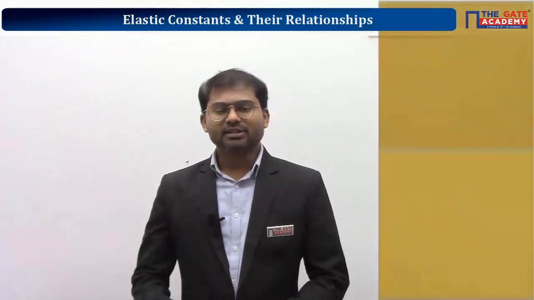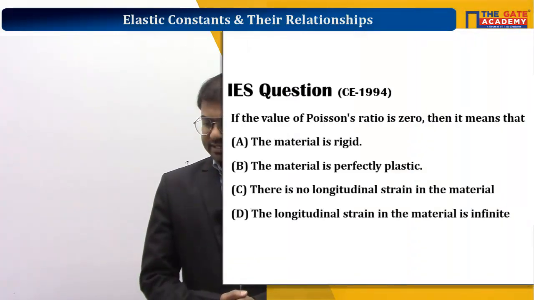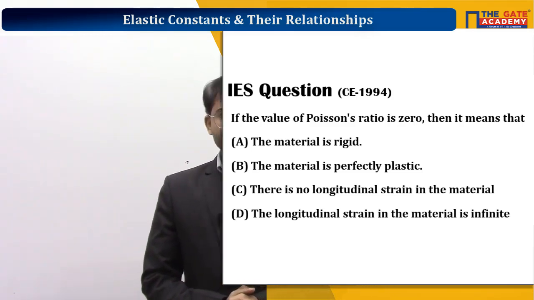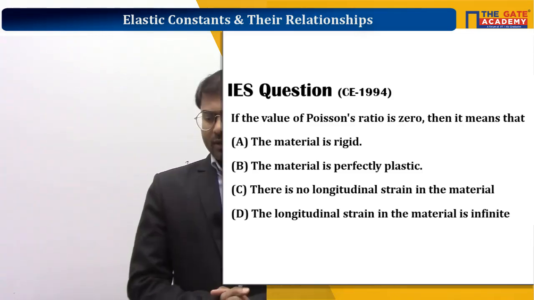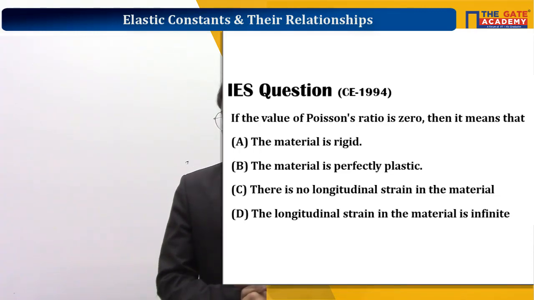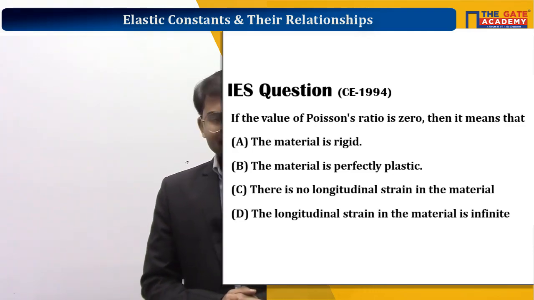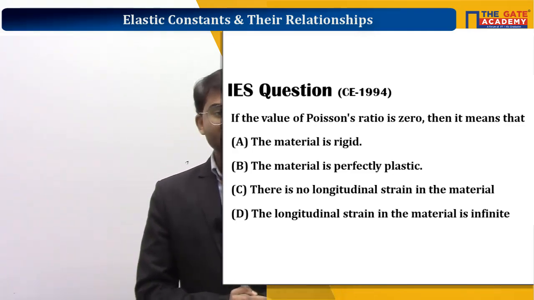Okay. So listen properly everyone. It's given that the Poisson's ratio is 0, then it means what? So which option is right? Option A suggests that the material is rigid. In this question, it's given that the value of Poisson's ratio is 0, then what does it suggest? If you see option A, the answer given is that the material is rigid.